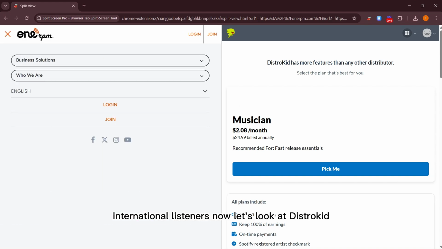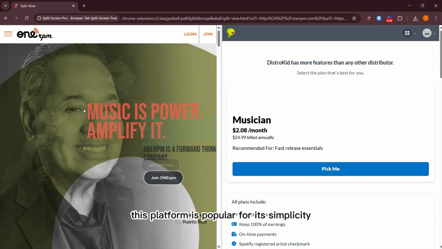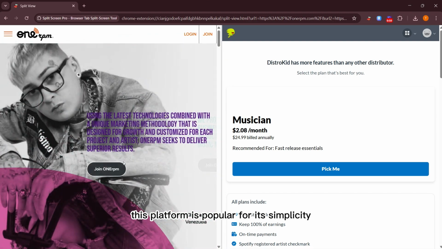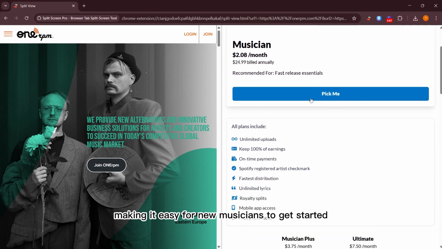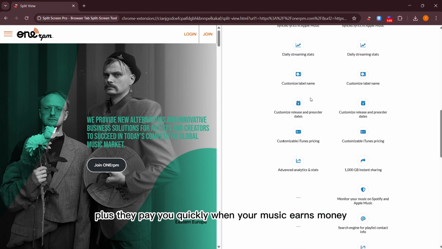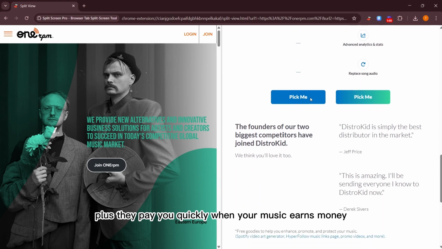Now, let's look at DistroKid. This platform is popular for its simplicity. It allows you to upload unlimited songs for a flat fee each year. DistroKid is user friendly, making it easy for new musicians to get started. Plus, they pay you quickly when your music earns money.